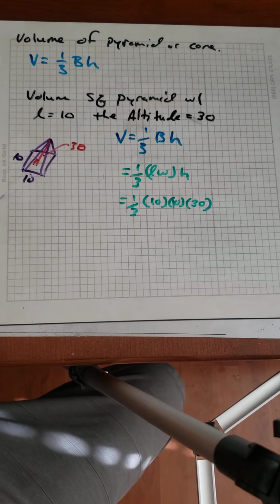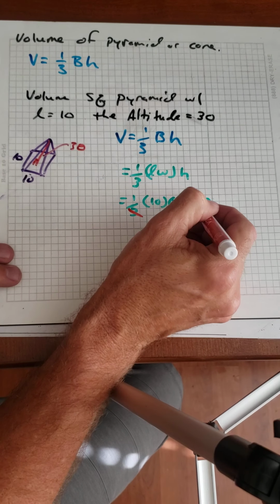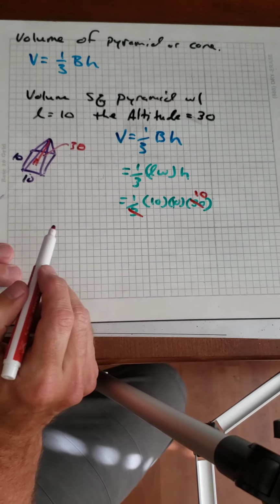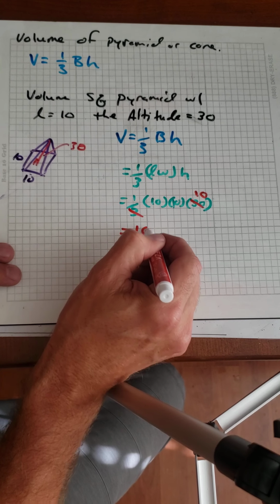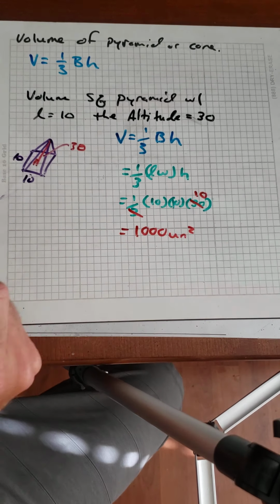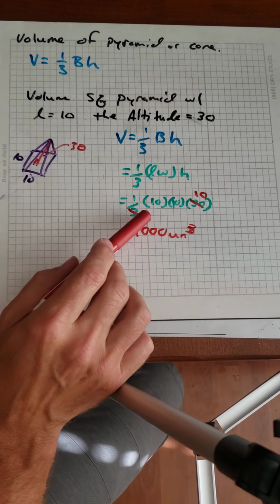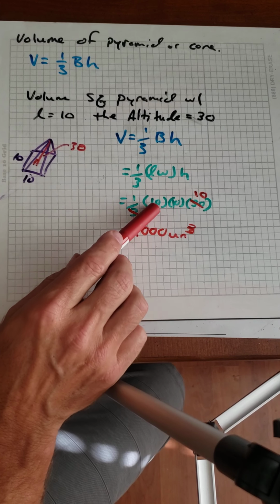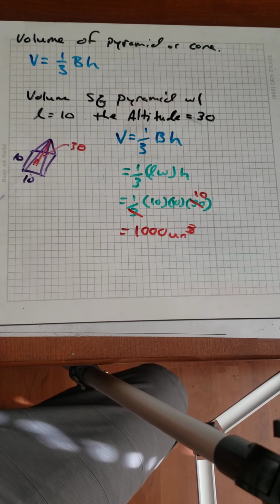Now I'm going to multiply this out. The way that I do it is I say this 3 divides into this 30 10 times. So now I have 10 times 10 times 10, which equals 1,000 cubic units. That's my answer. Or you could go 10 times 10 times 30, then divide by 3. That's fine, but I always simplify first if I can.